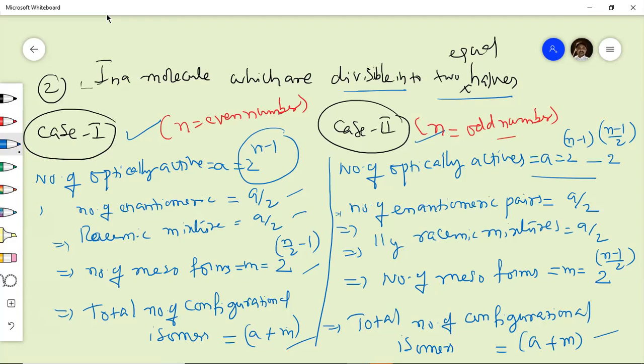So if you take the number of optically active compounds in case 2, it will come 2 power n minus 1. Okay. And it differs from the case 1 number of optically active compounds, because in case 1 there is no cancellation process in A plus M, but in case 2 we have a cancellation process. That's why when n is an odd number, the number of configurational isomers equals the optically active forms. That is the case 2 we have observed.